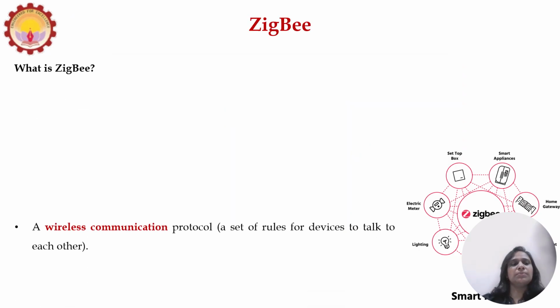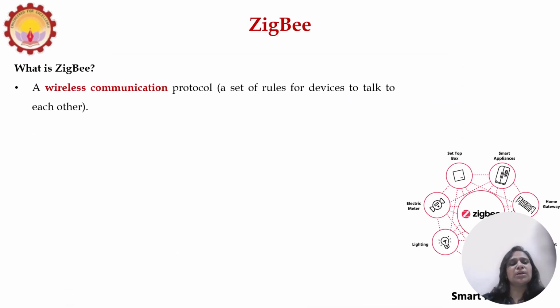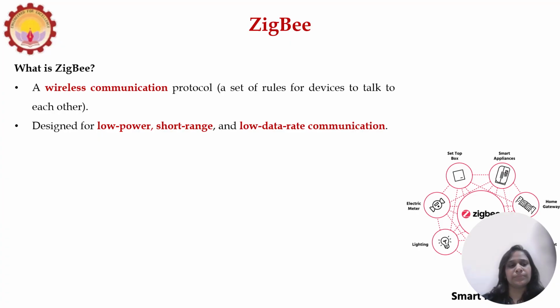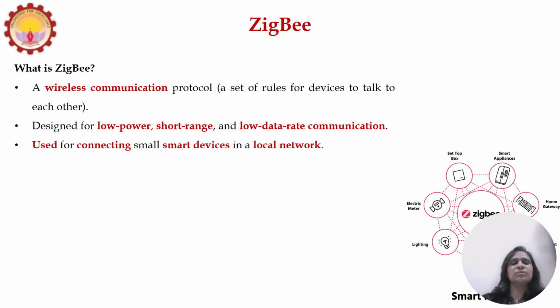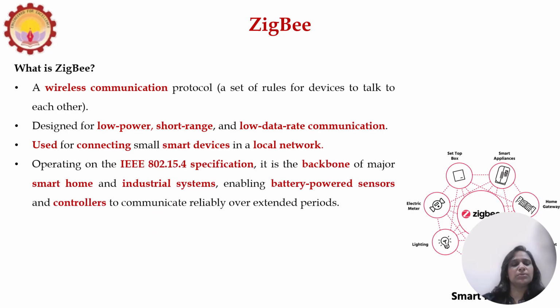So what is this ZigBee? ZigBee is again a wireless communication protocol. It is a set of rules for devices to talk with each other. It is designed for low power, short range and low data rate communication. It is used for connecting small devices in a local network.